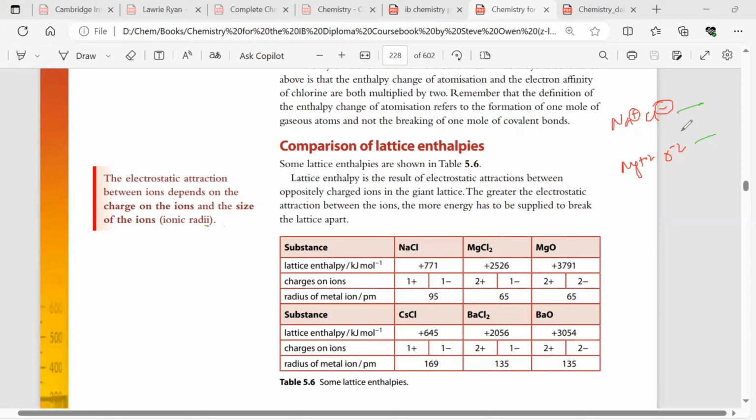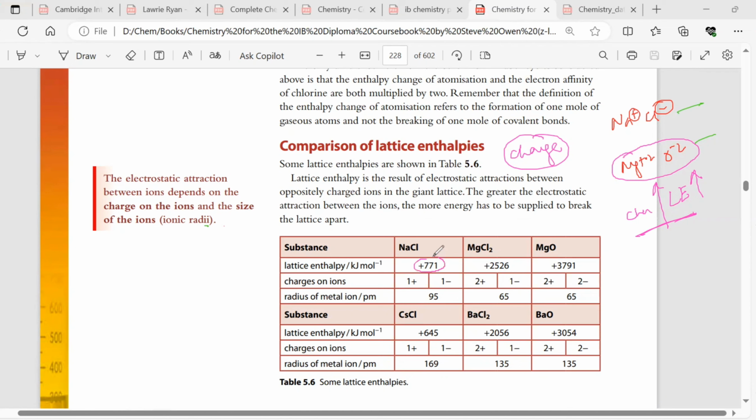Kavya, what's your take? MgO or NaCl? Where will it be more? It depends upon the charge of the ion, as K said. Now write down this. If the charge of the ion is higher, the lattice enthalpy is higher. Lattice enthalpy is directly proportional to the charge of the ion. So MgO will have a much larger lattice enthalpy.